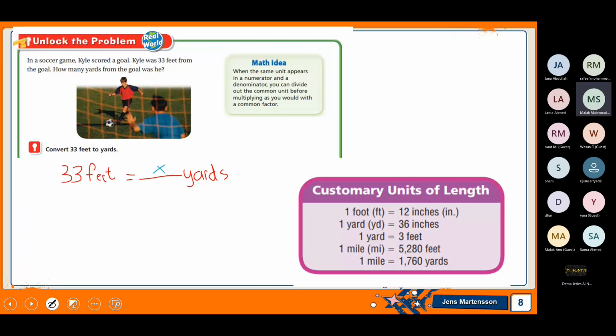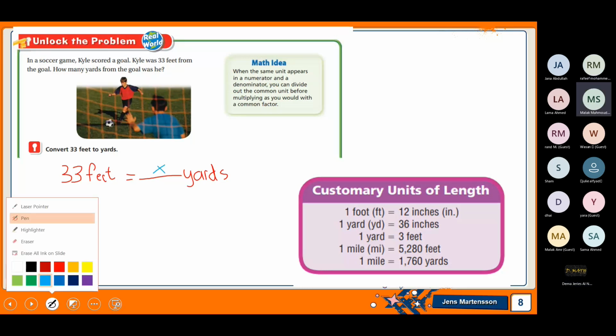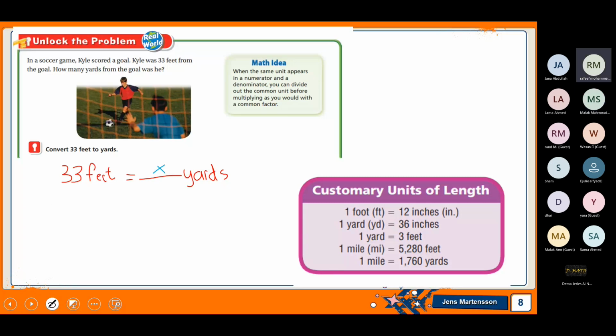So I want to tell you something. By the way, we took that 1 yard equals 3 feet, yes, we have it in the table.